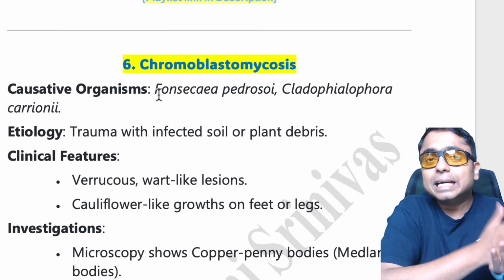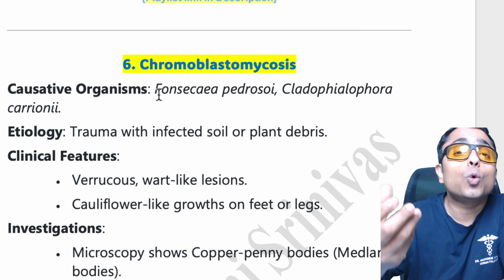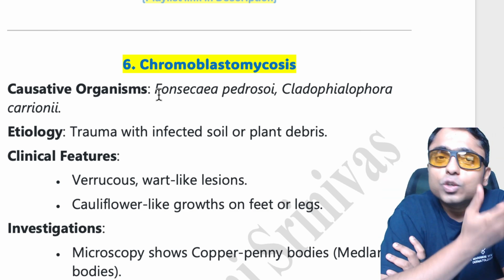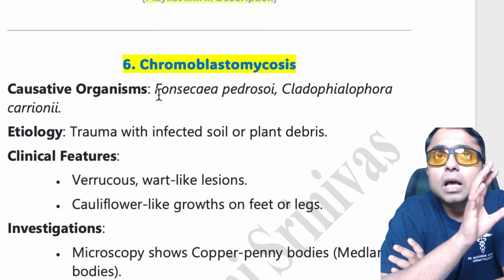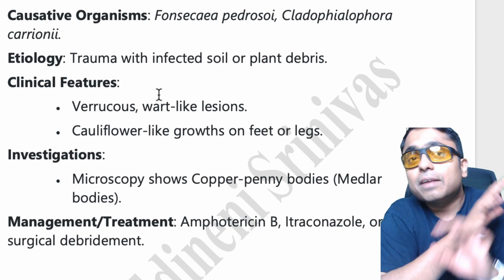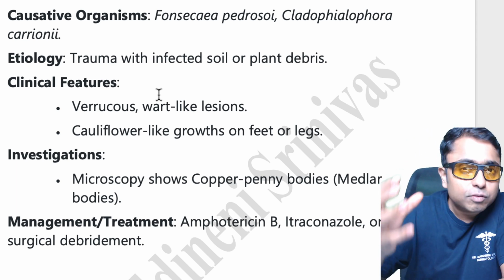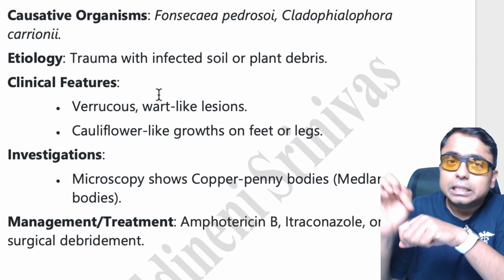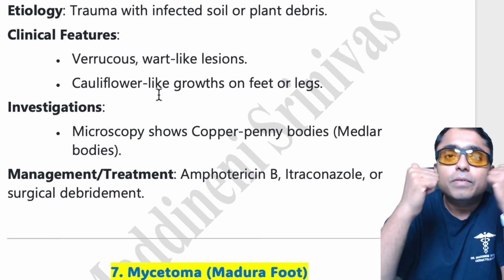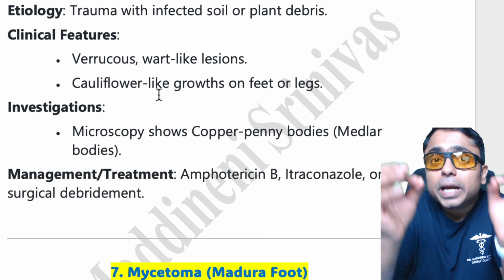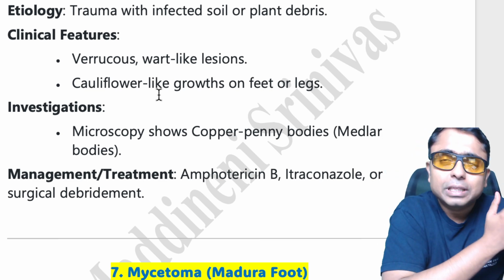Chromoblastomycosis: remember, here the causative organisms are pigmented fungi, that's the reason why it's called chromo, meaning color. So Fonsecaea pedrosoi and Phialophora verrucosa, these are the organisms. And here the lesions are very characteristic. They are going to be cauliflower-like or verrucous, rough-surfaced lesions present wherever there is a traumatic history. And investigations, very important names: we can see the copper penny bodies, medlar bodies, muriform bodies, or sclerotic bodies. Management is going to be with antifungals.